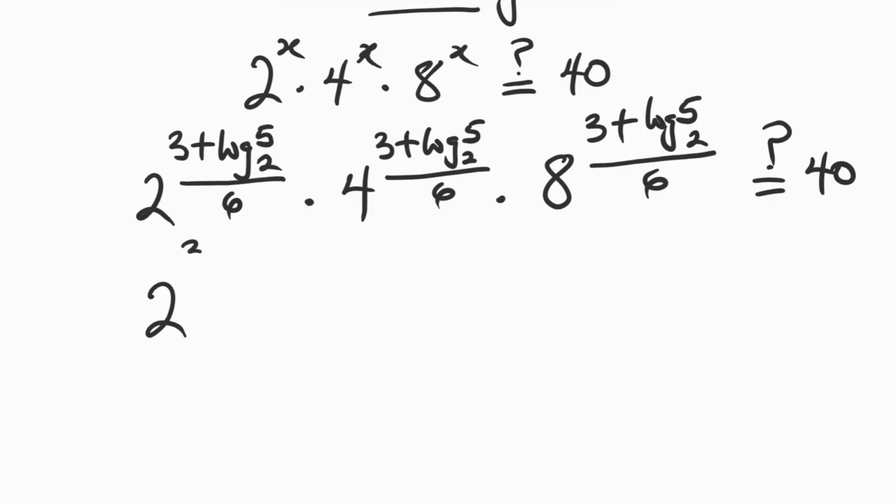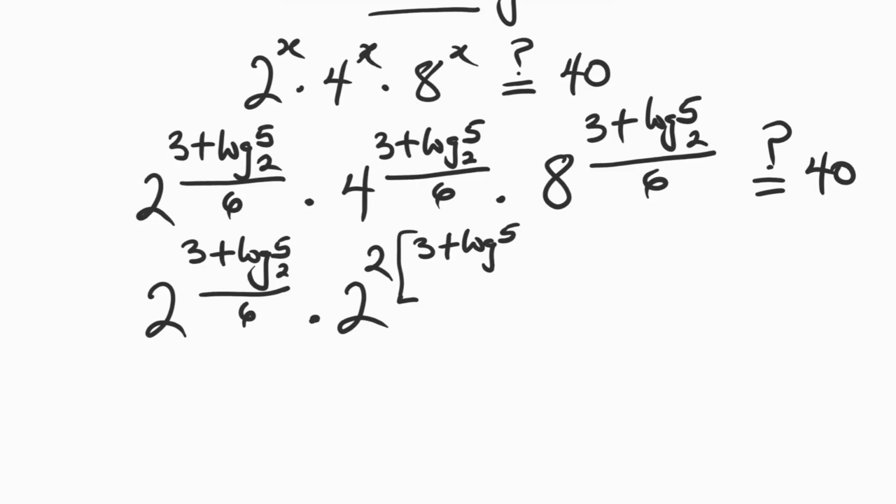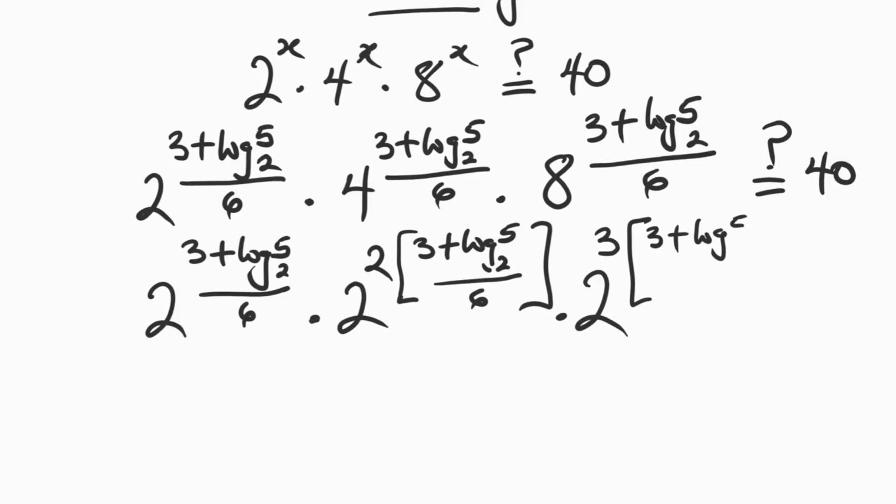So we have 2 raised to the power (3 plus log 5 base 2) divided by 6. 4 is the same thing as 2 raised to the power 2, so we have 2 squared raised to the power (3 plus log 5 base 2) divided by 6. 8 is the same thing as 2 raised to the power 3, so 2 cubed raised to the power (3 plus log of 5 base 2) divided by 6. Is that going to be equal to 40?